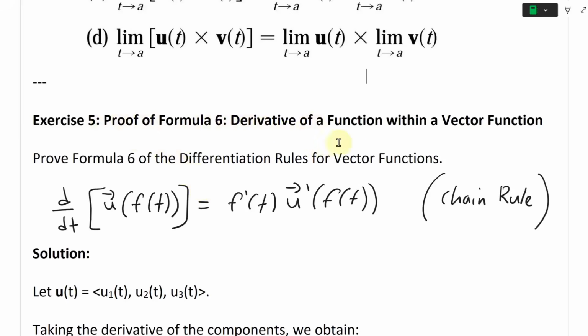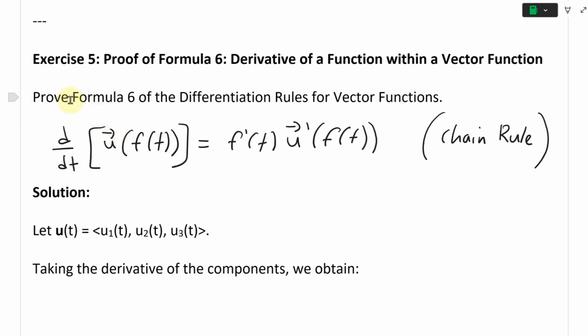Which is the derivative of a function within a vector function, or better worded, a vector function with a function inside, but this is close enough. So we're asked to prove formula 6 of the differentiation rules for vector functions. In formula 6, we have d over dt of the vector function u, but instead of t as a parameter, we have a general function f of t inside.